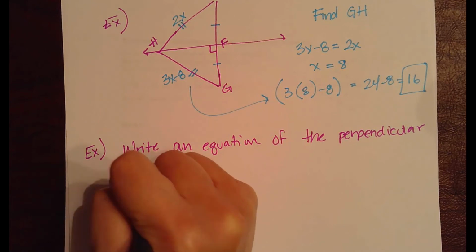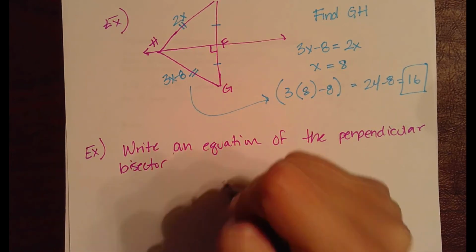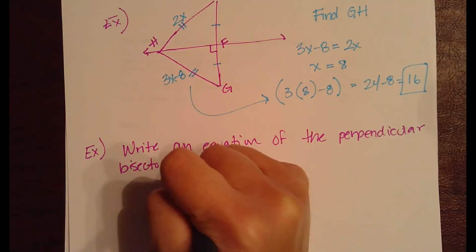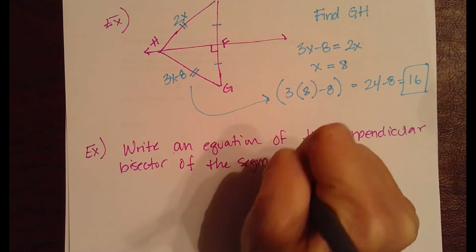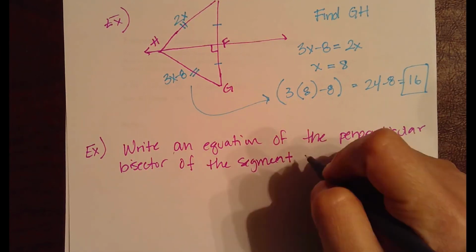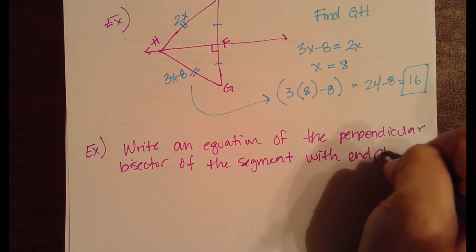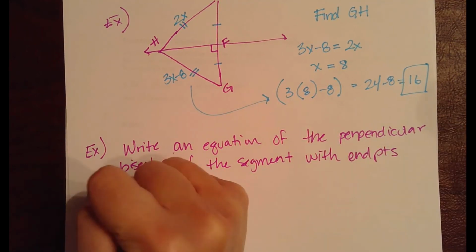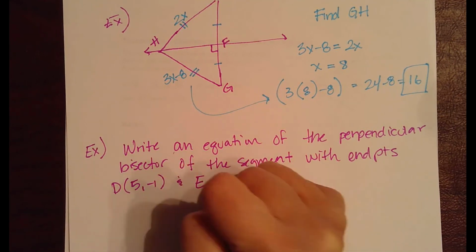So it says write an equation of the perpendicular bisector of the segment with endpoints, and I'll give you D is 5, -1, and E is the point -11, 3.